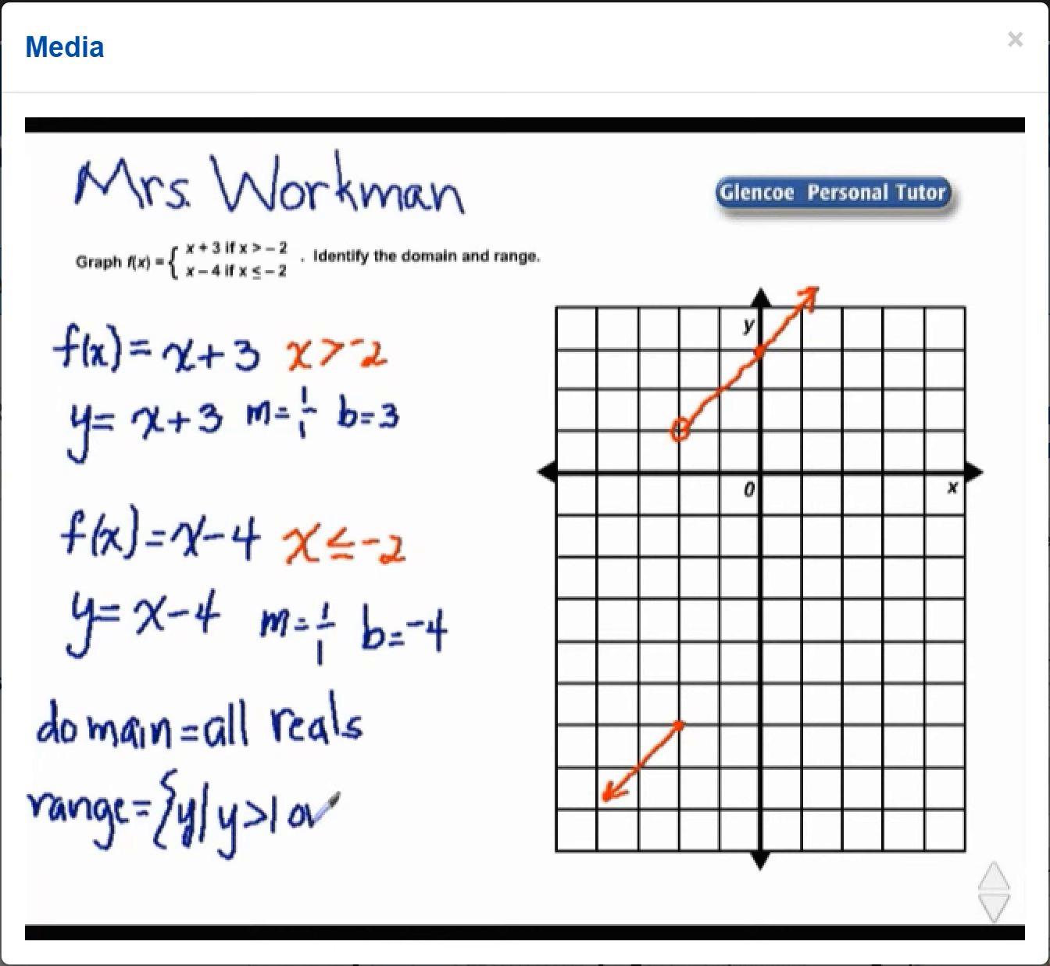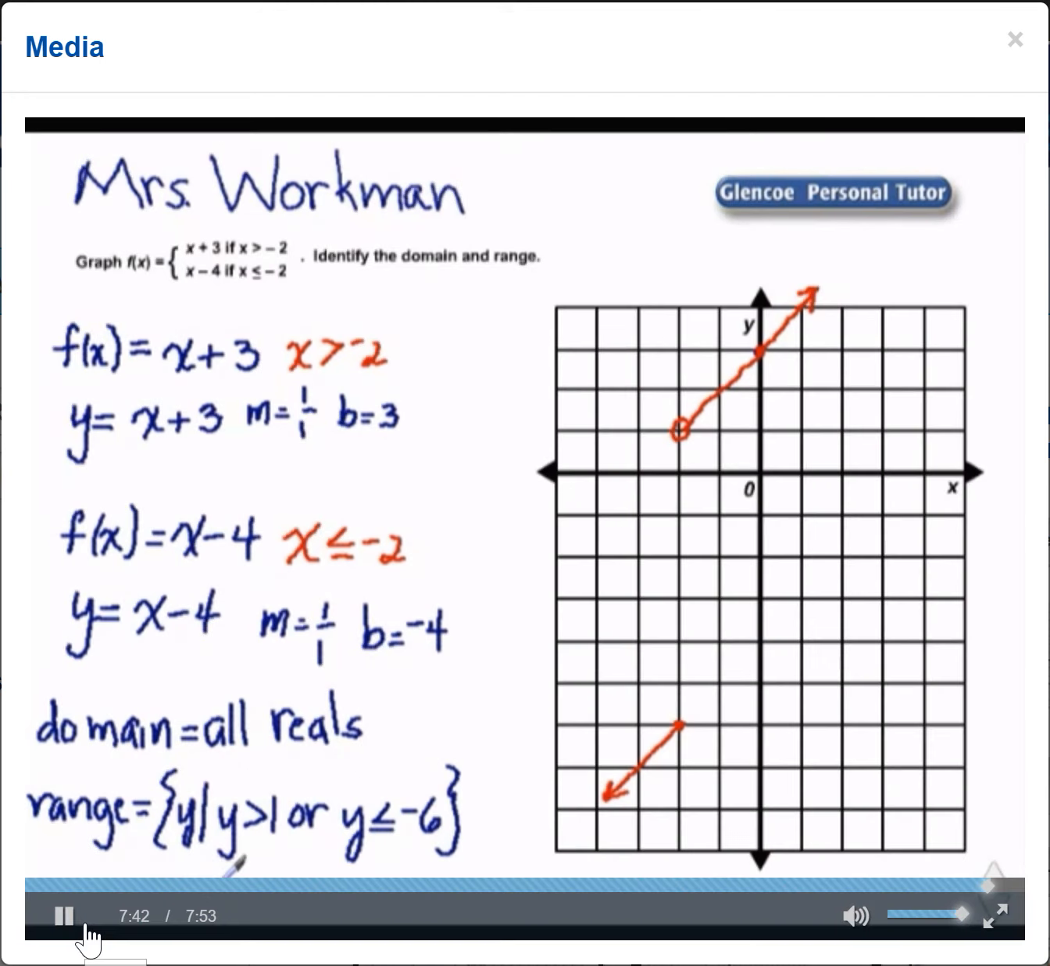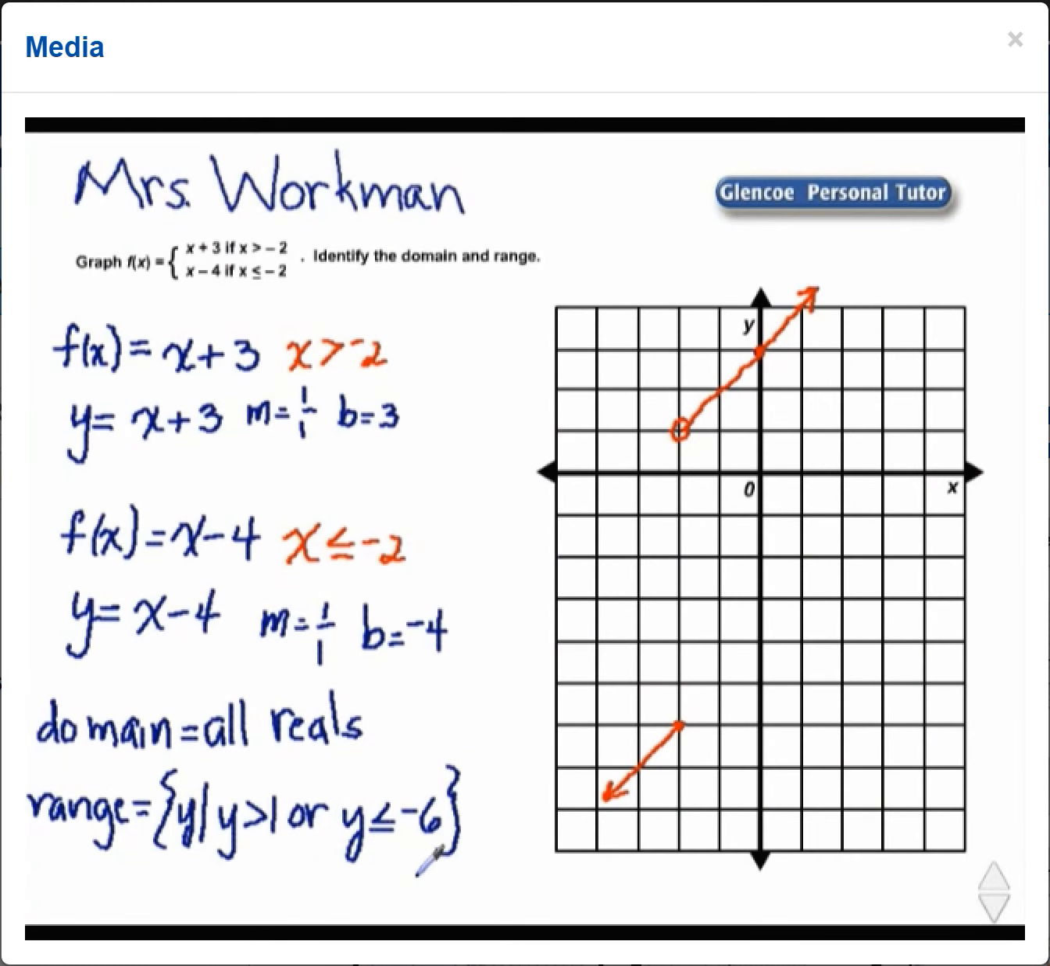or, okay, if we come back here, this would be the point with coordinates negative 2, negative 6, and we're allowed to have that one because we have that x, we have that corresponding y, so we have all the y's that are less than or equal to negative 6. So the domain of this piecewise function is the set of all reals. The range is the set of all y such that y is greater than 1 or y is less than or equal to negative 6.